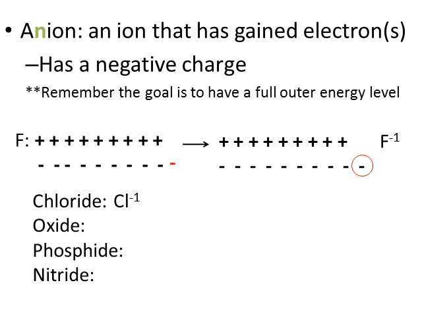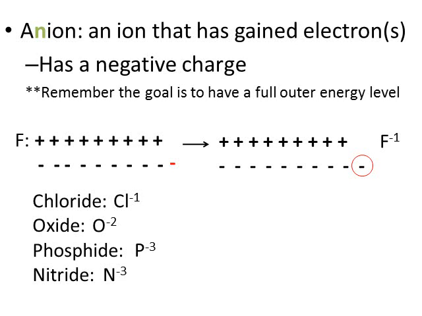Chlorine has a -1 charge because it too is in group 7A. It has 7 valence electrons, and it is easier to gain 1 valence electron than it is to lose 7. Oxygen has a charge of -2 because it has 6 valence electrons. It is easier to gain 2 electrons, fulfilling this octet rule of 8, than to lose 6. Phosphorus has a charge of -3 because it has 5 valence electrons. It is easier to gain 3 electrons, giving it a negative 3 charge, than it is to lose its 5. The same with nitrogen. Nitrogen also has a negative 3 charge as well.